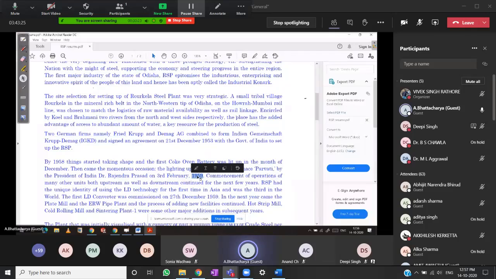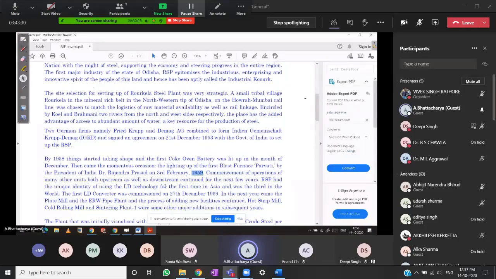So there are many firsts. For example, this is the first, then first LD technology. I will explain what LD technology is. This was the first time in Asia and the world. At that time, this technology was new, but still we took the risk, and this is the only technology now available for steel making. LD technology is not obsolete.